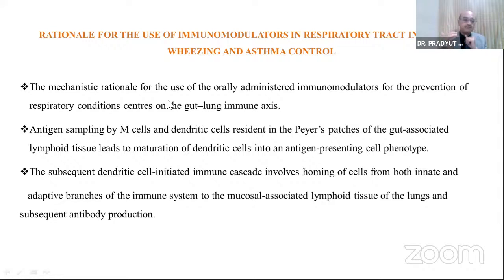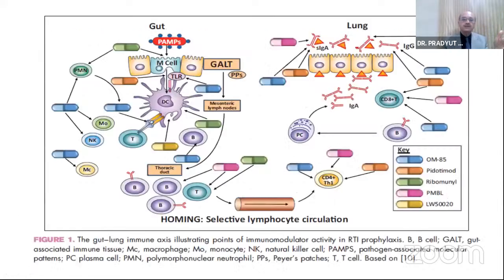The subsequent dendritic cell initiated immune cascade then involves homing of cells from both the innate and the adaptive immunity, that is the T cells and the B cells.